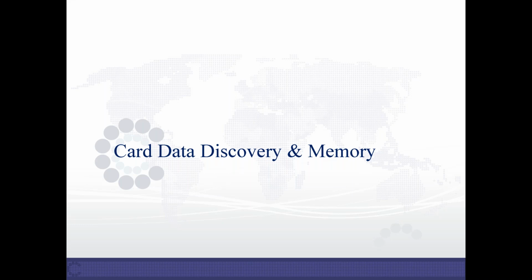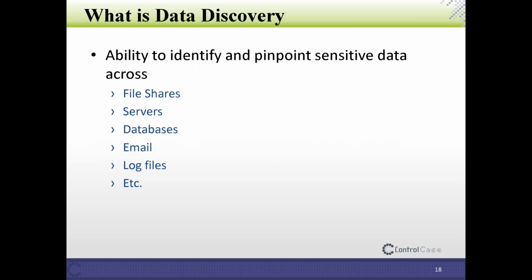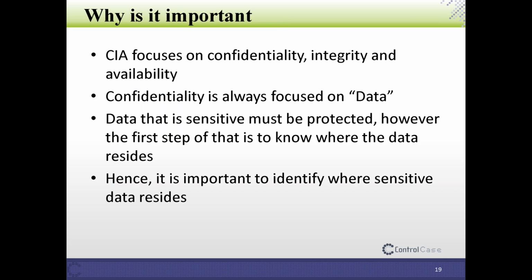We're going to touch on the last topic of this deep dive from a PCI DSS and PA DSS perspective, which is card data discovery and its implications to memory. So what is card data discovery? When we're talking about PCI DSS and PA DSS, we're talking about card data. And so discovery in that context makes reference to ensuring that we are able to pinpoint where data lies across the infrastructure.